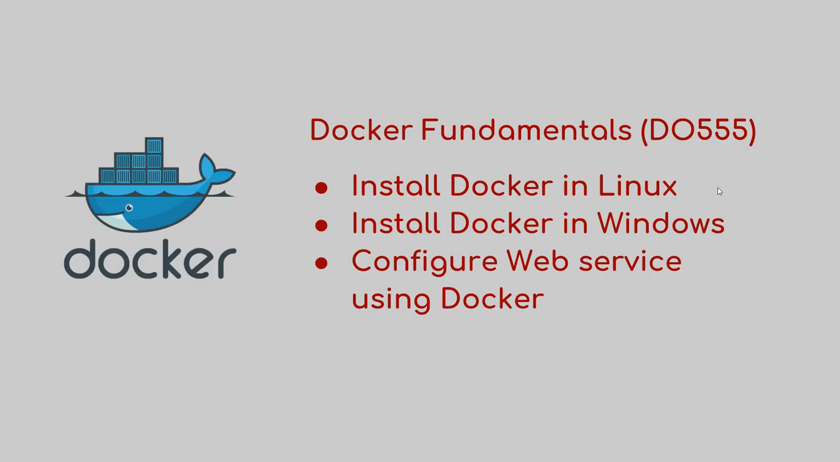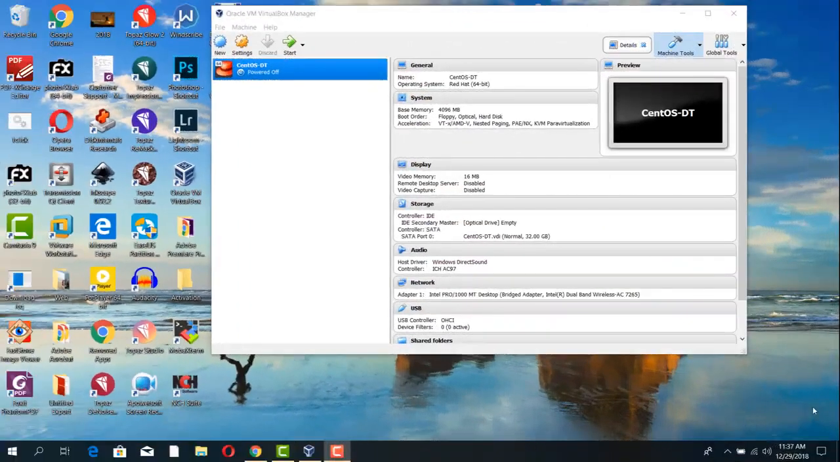Today our agenda is install Docker on Linux, install Docker in Windows, configure a web service using Docker. So here I am. I'm using Oracle VirtualBox. It's already pre-installed, onto which I have already configured a CentOS virtual machine.